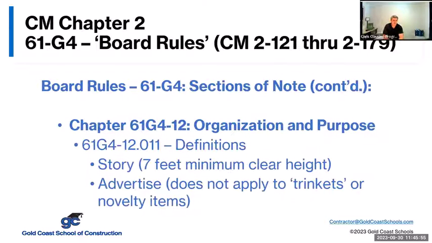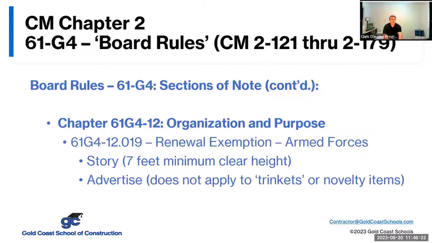The definition section, they define a story, 7 feet minimum clear height. Advertise, the definition there does not apply to trinkets or novelty items, but you do have to put your license number. They're talking about things you have to put your license number on when you advertise. So on a commercial or on a sign, your license number would have to be there, but not on trinkets or novelty items. And then we have the renewal exemption as well.